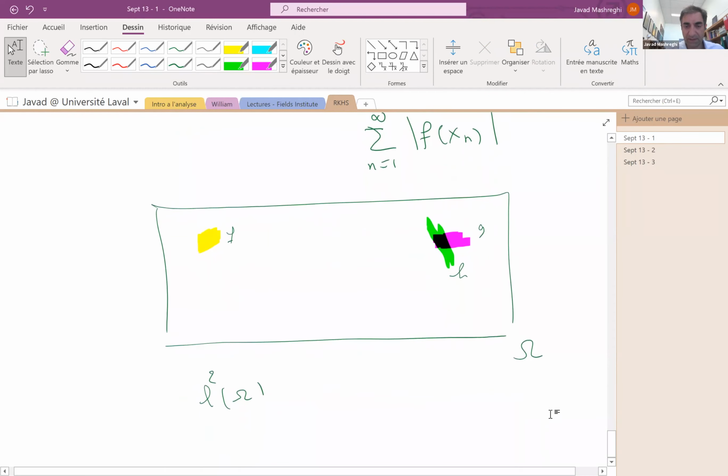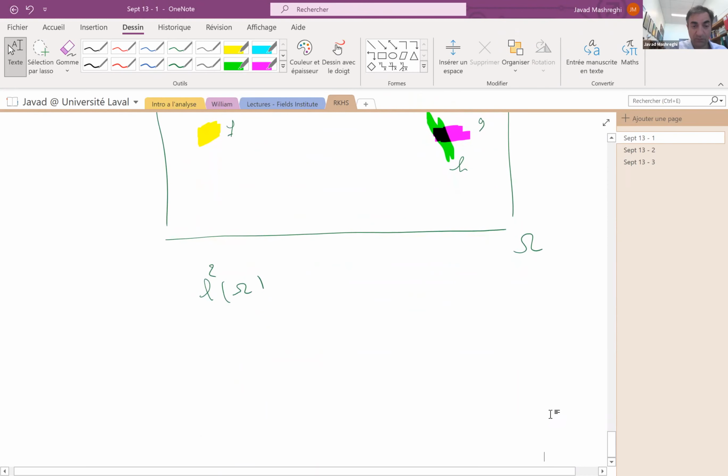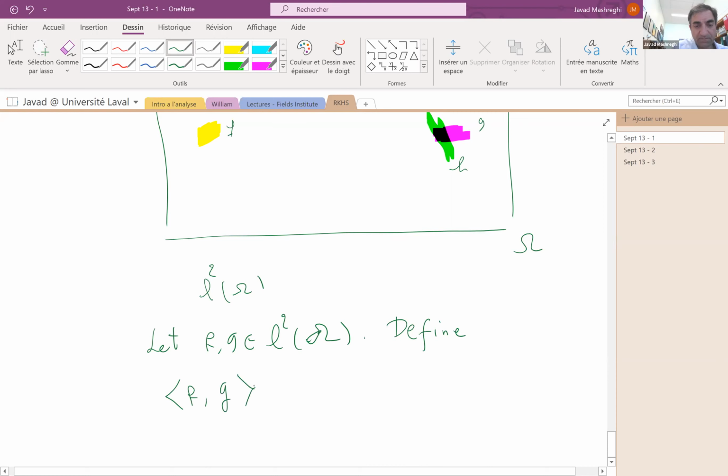So knowing that elements of L2 of Omega are defined this way, now we can say: let f and g be in L2 of Omega, then define the inner product of f and g in L2 of Omega by, again, the sum of f of x times g of x bar, x in Omega.